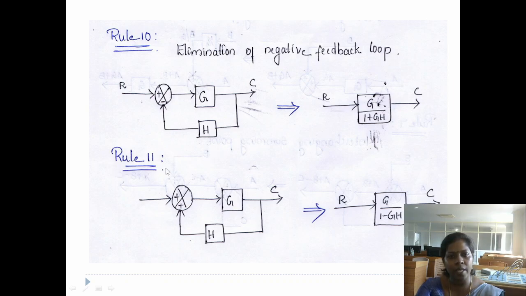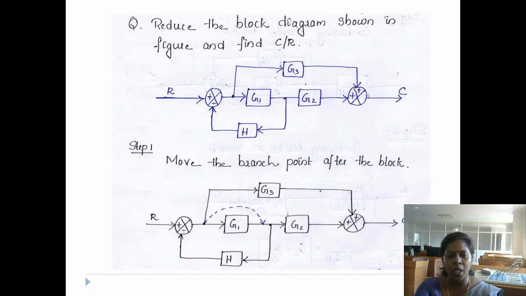Now rule number 11 is elimination of positive feedback loop. Here we have the sign plus, so this is the positive feedback loop. For eliminating this, we have to use the formula G divided by 1 minus G into H. So these are the 11 rules. By using these 11 rules, we have to reduce the block diagram.